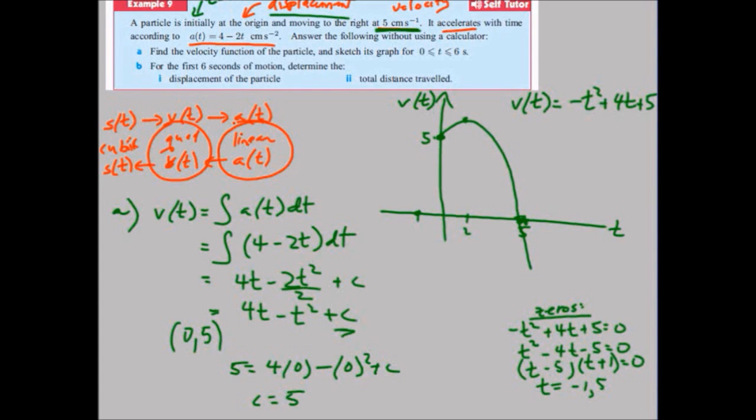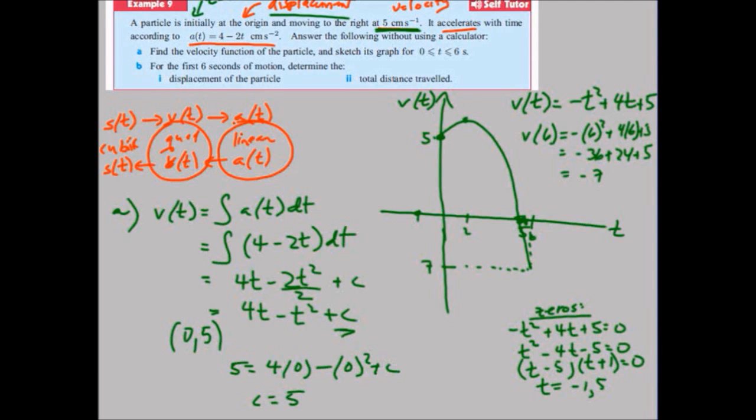And we need to take this as far as 6. If we substitute 6 into this function to get the exact value there, -36 plus 24 plus 5, which is -7. So this would be -7 down here. All right, there's our sketch.